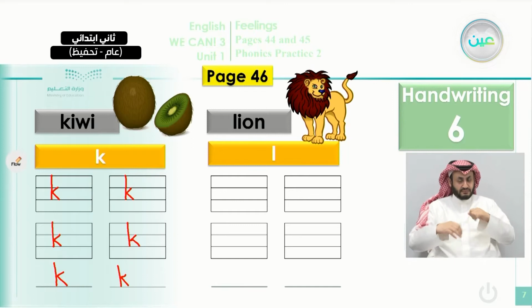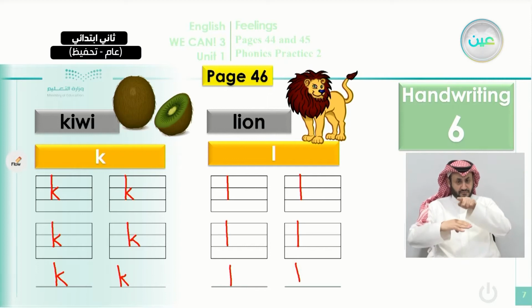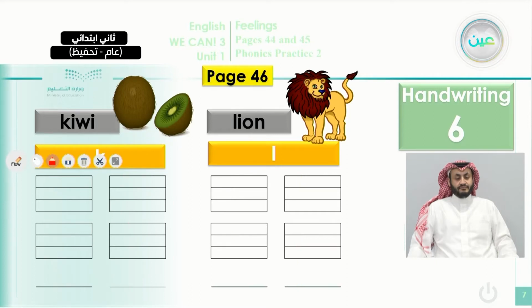Okay, now we move to the L. It's very easy to write L. You start from the top going to the bottom here, and only in two spaces, the first and the second. You write L like this. Okay, if you're writing it on one line also, you write it in this way. So this is how we write L. Okay, let's move to the next slide now.